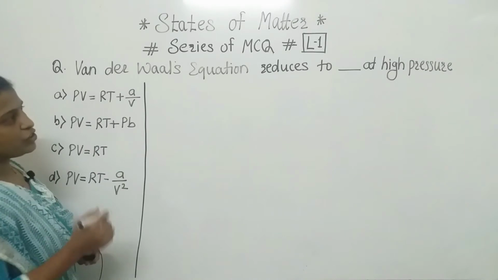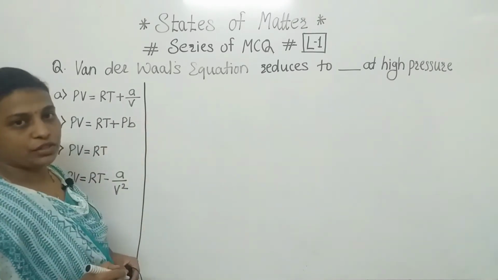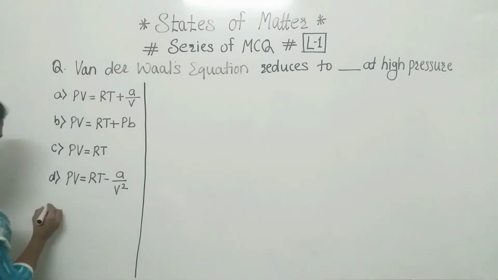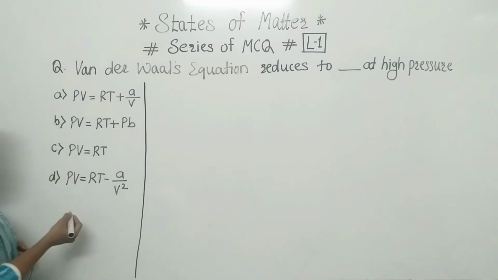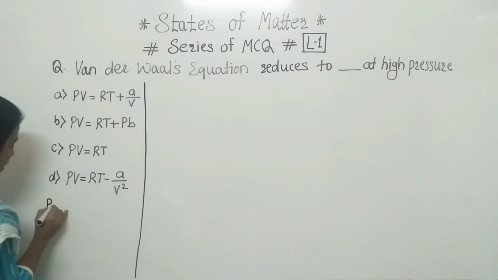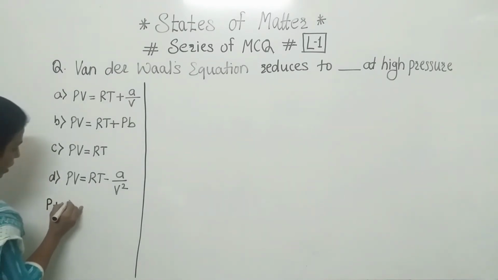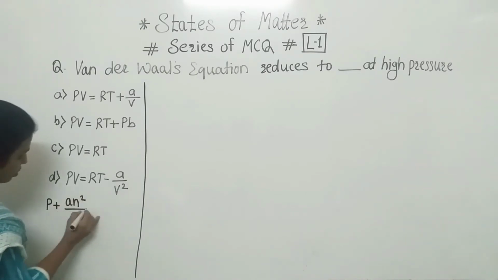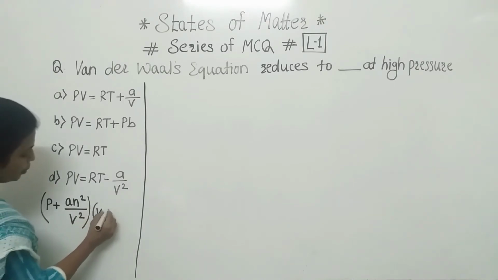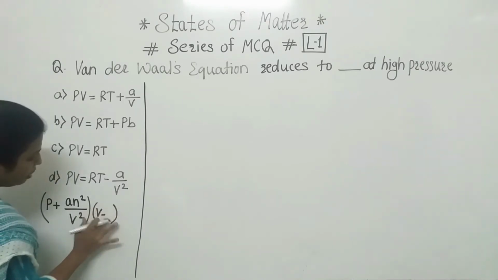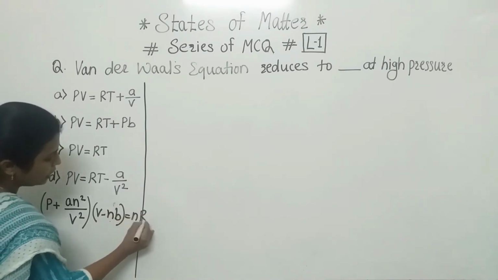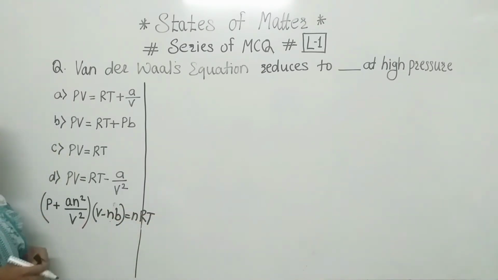Van der Waals equation reduces to what at high pressure? Firstly we should know what the van der Waals equation is. I am writing here the van der Waals equation for n number of moles, and after that we will write it for 1 mole. The equation is (P + an²/V²)(V − nb) = nRT. This is the equation for the n number of moles.